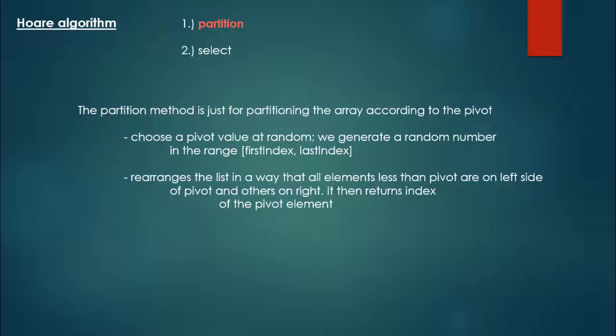And then we have to rearrange the list or the array in a way that all elements less than the pivot are on the left side of the pivot and the others on the right side of the pivot. It then returns the index of the pivot item. It's very important that at the end of the partitioning method, we return the index of the pivot, because with the help of this index, we are able to decide whether we terminate the algorithm or not.